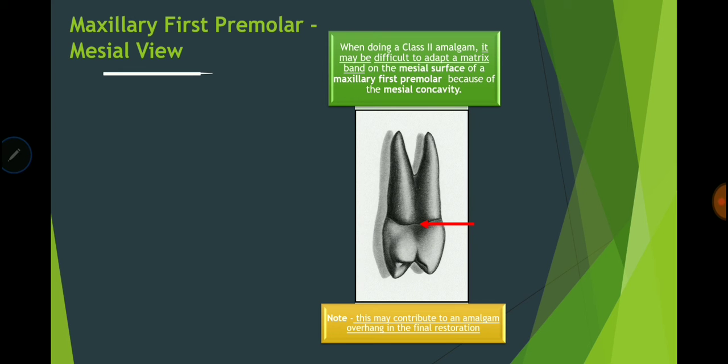Okay, so the clinical significance of this is that when you're performing a class 2 amalgam restoration, it can be very difficult to adapt a matrix band on the mesial surface of the maxillary first premolar. This is because of the mesial concavity, and this may contribute to an overhang. An overhang is a trap for food, which further causes periodontal disease and also decay. So you have to keep the anatomy of the tooth in mind when you're doing the restoration.